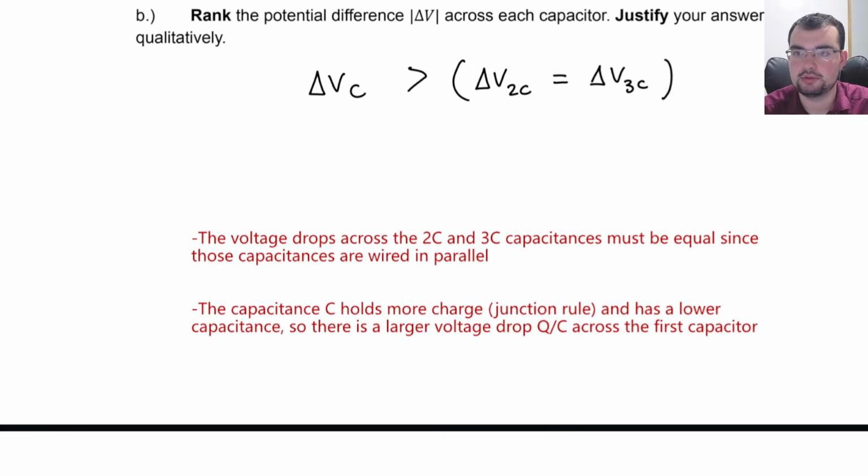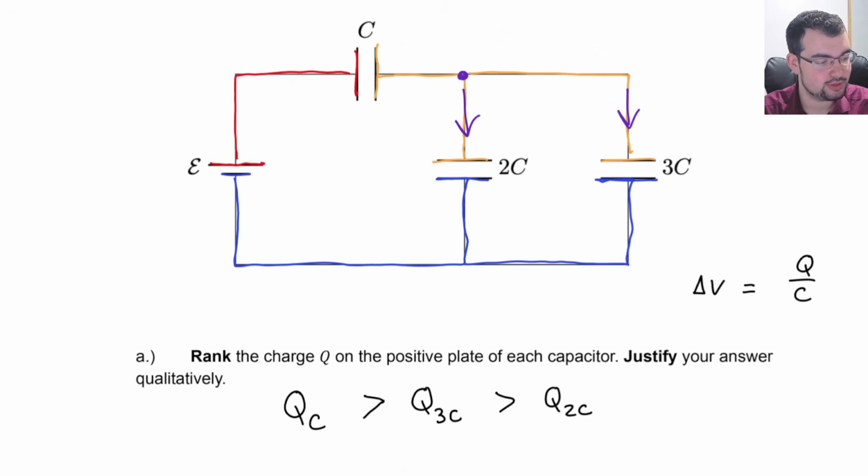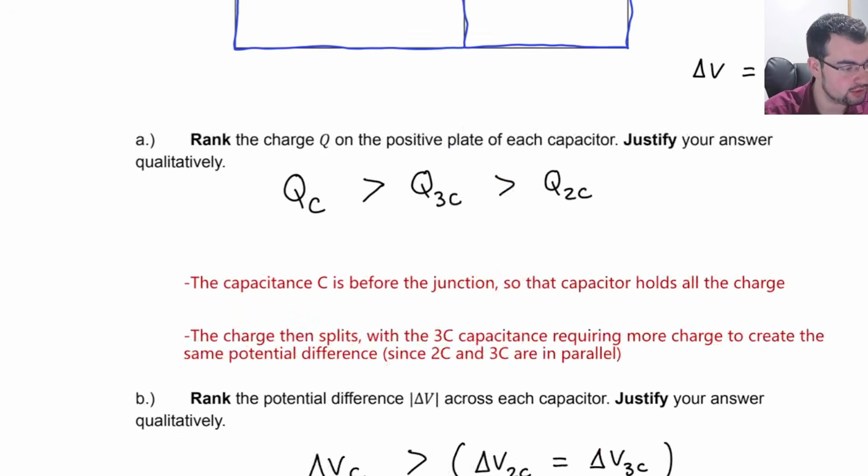So we know the 2C and 3C must have the same potential difference because of the parallel rule, and the capacitance C holds more charge and lower capacitance. So we don't even have to do any ratios. We see that we have a larger Q but a smaller C. Those two effects both cause delta V to increase.